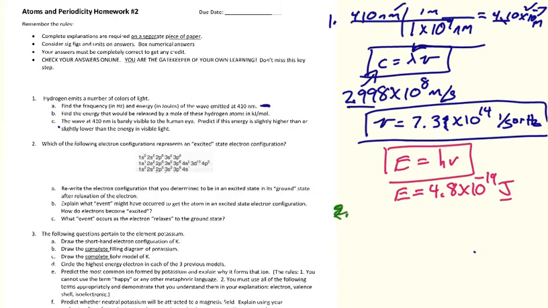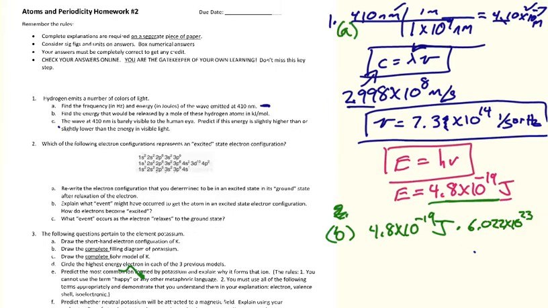In part B, so this is B, and this was A. In part B, all they want to know is how much it would take to excite a mole of those atoms. Well, if this is the energy of one single photon going to one atom, then if you were going to do a mole of them, obviously it would be many times that amount. So it would be 4.8 times 10 to the minus 19th joules, and then we got to multiply that times 6.022 times 10 to the 23rd atoms in a mole. And that should give you how much energy you'll get for all of them together.